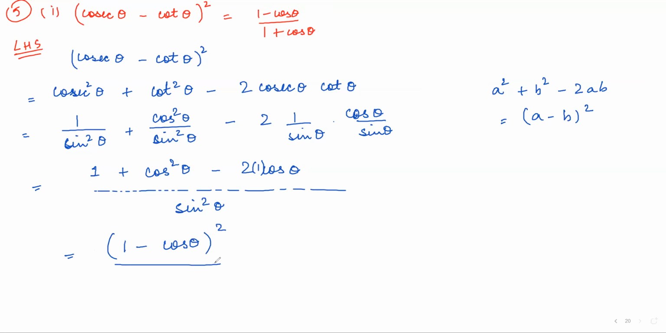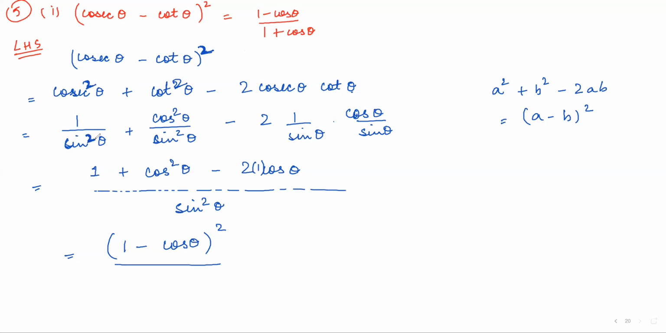Ma'am, there the denominator is sine theta, right? It's not sine square theta. No, it's sine square. See, first of all, I have a whole square, right? Start looking from here. So this is a minus b whole square, so this becomes a square plus b square plus 2ab, right? So cosec square will become 1 upon sine square theta.